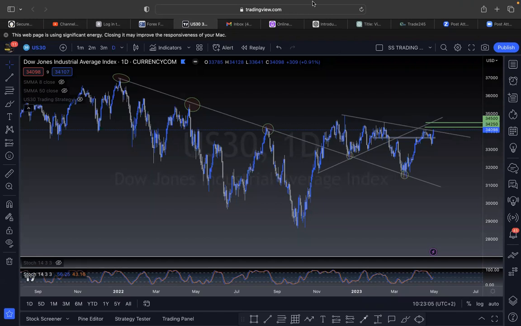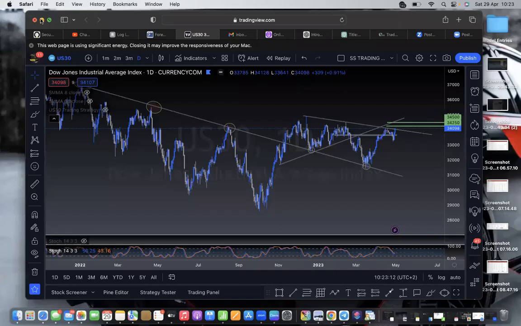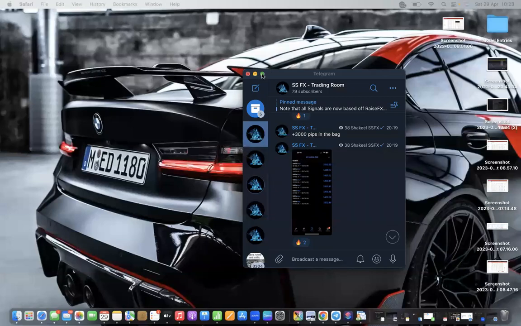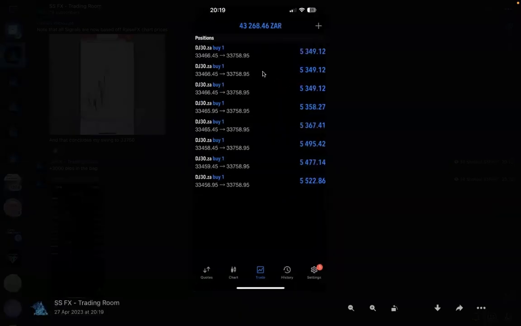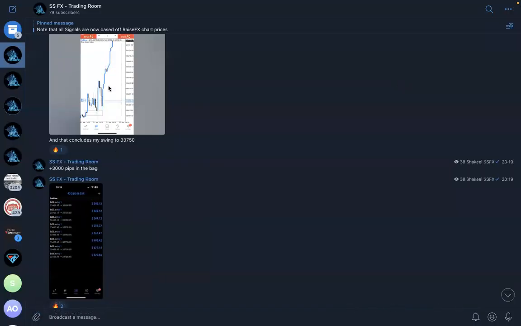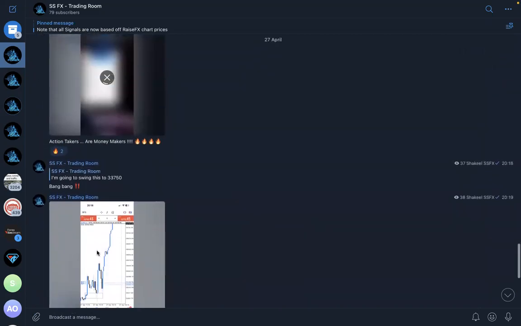Before I get into the chart, I want to show you guys the trade. So let's jump onto Telegram quickly. All right, so this was the trade, and this is what we closed out at. Easy 43 grand, and we took about 3,000 pips on it. So yeah, no over leveraging, keeping our risk minimum. And this was during the trade.